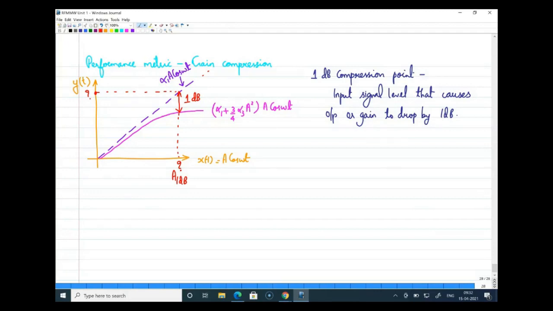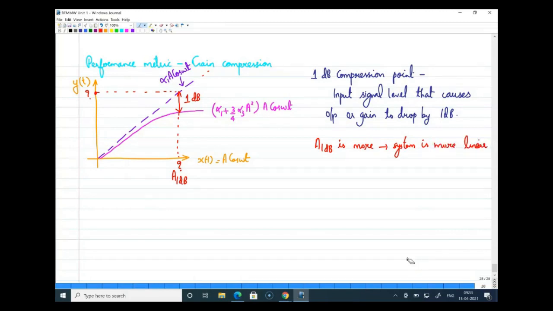Yeah, the system is more non-linear. So if you have more linear, right? Okay, all right. So if the 1 dB point is more, what I can say is the system is more linear. Why do I say my system is more linear?